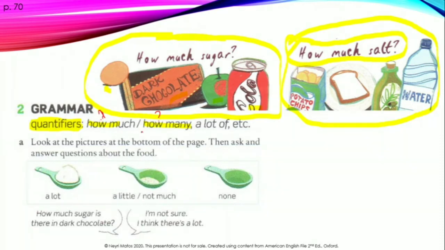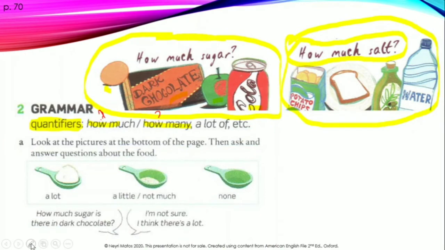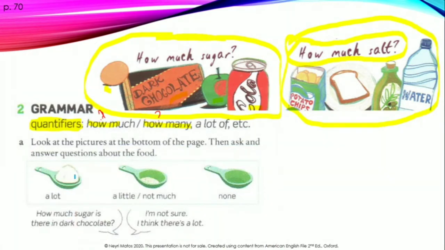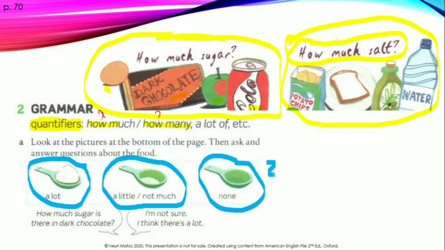The quantity of food in general, right? To talk about the quantity of food, we use mainly these 3 options, okay? We have here only 3 options. We have a lot, that means the quantity is big. When we say a little or not much, that means the quantity is not very big. And we have none, that means 0, okay?